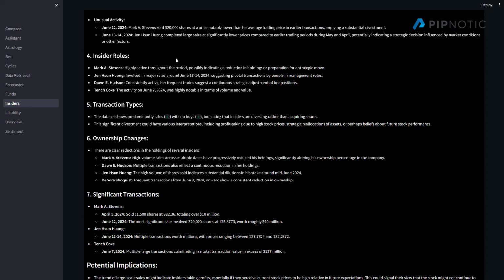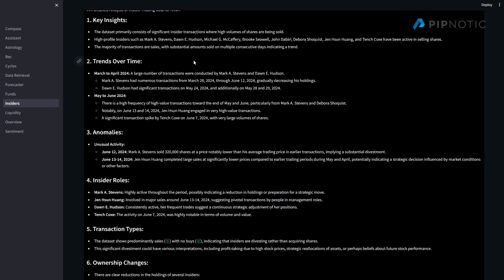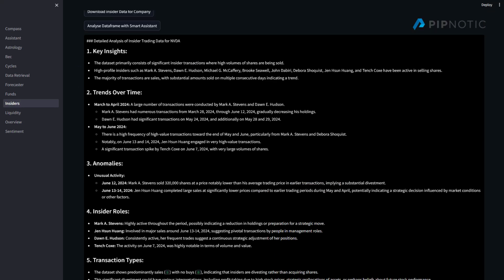Insider roles. You can see here, for example, Mark A. Stevens is a key player in NVIDIA. You can just see over time what these people are doing and how much they are doing it. We have high-profile insiders such as Mark, Dawn, Michael, Brooke, John, Deborah, Jen, and Tench who have been active in selling shares. These are people who are in the know, so to speak. Maybe they know something about the company or the stock which would lead them to believe that selling would be a really good idea.